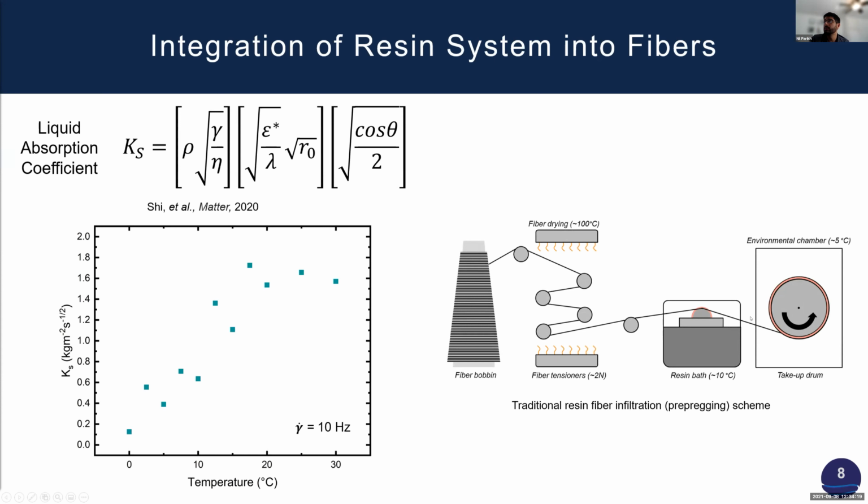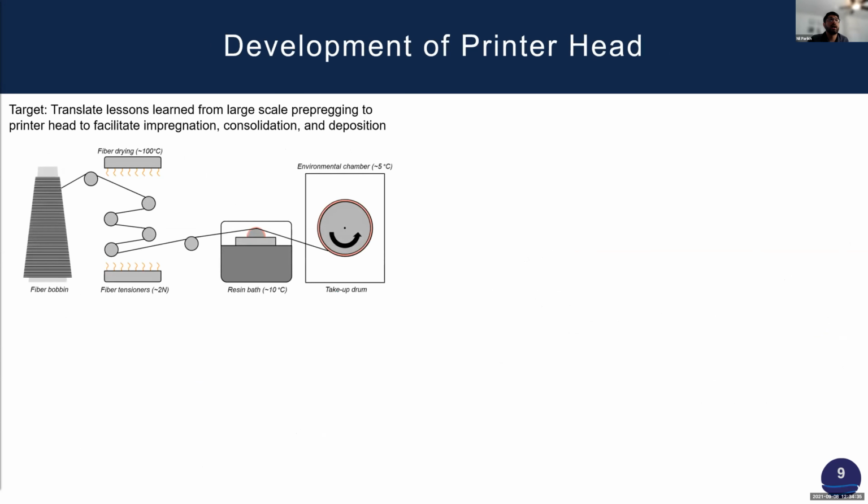And then that's taken over the resin bath of the DCPD monomer that I'd showed previously. And then that's wound up and taken up on a drum. And so we've seen that this does in fact result in a composite that we can use in order to print. And so that really drives the development of the printer head that we're going to be using on our motion gantry. So we're going to translate the lessons learned on the previous study in order to facilitate the impregnation, consolidation, as well as the deposition of the material.